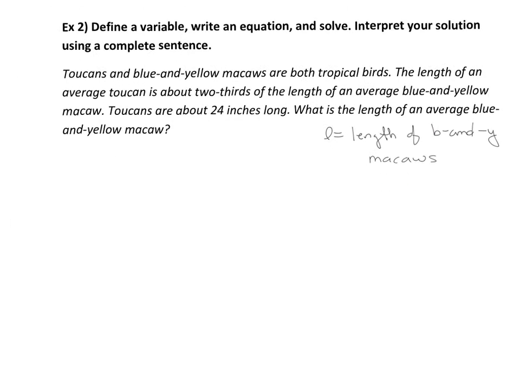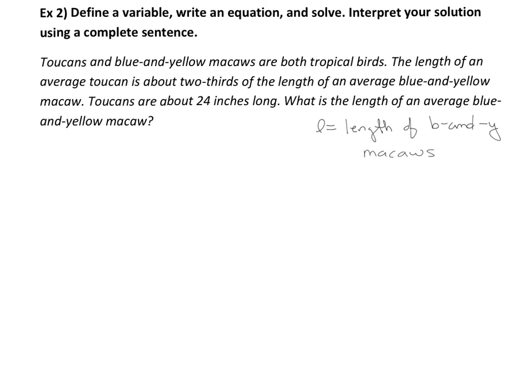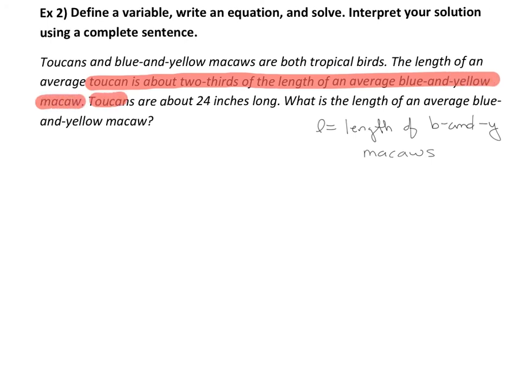Okay, so now kind of looking back in here, let's find some important information here. Okay, so first thing I see is the length of a toucan. So toucan is about 2/3 the length of an average macaw. Okay, and then here it tells you toucans are about 24 inches long. Okay, so I know that I have a total of 24 inches, and I know that here this is saying 2/3 of, remember of means to multiply, and then we're talking about the blue and yellow. So when I look at 2/3 of, that's telling me 2/3 of L. All right, so okay, so now that's writing our equation.